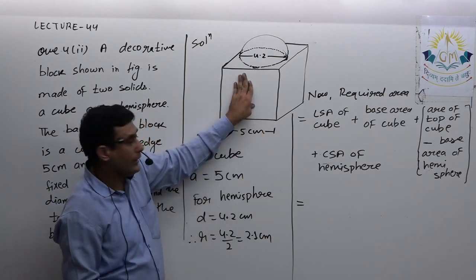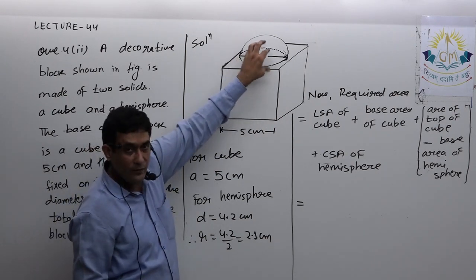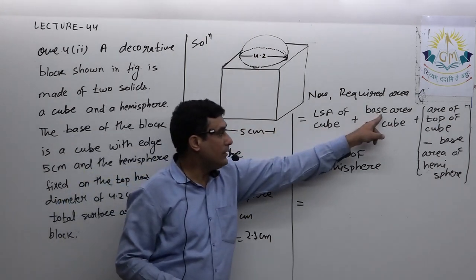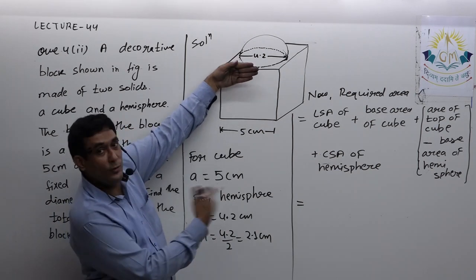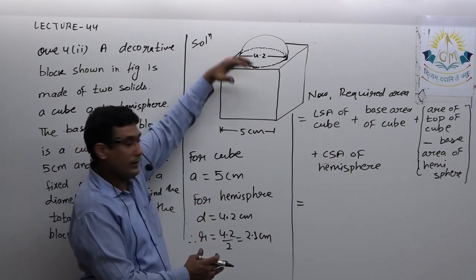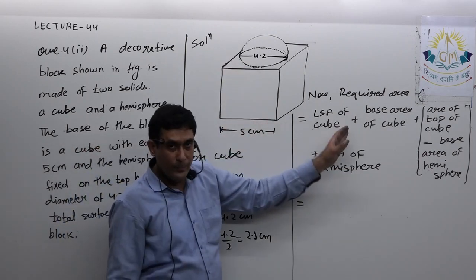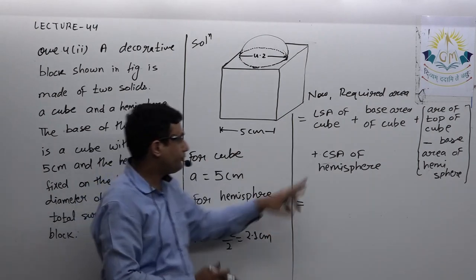That means its base is cubical and at the top there is a hemispherical dome. Then definitely I won't be able to add this base area of cube because it is not possible to take the pillar in this way and to paint, isn't it? This is a block, so it is possible. We can lift it up and we can paint its base. But in case of pillar, it is not possible to paint on the base.